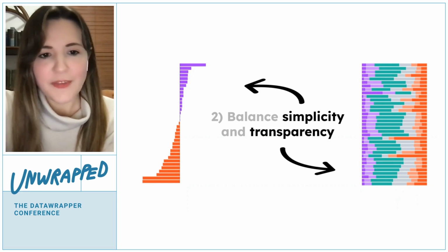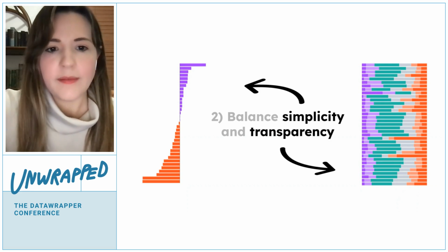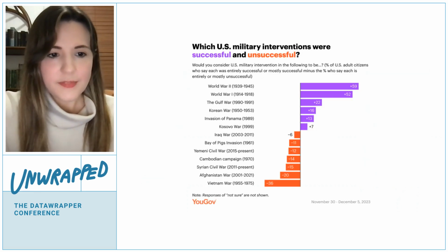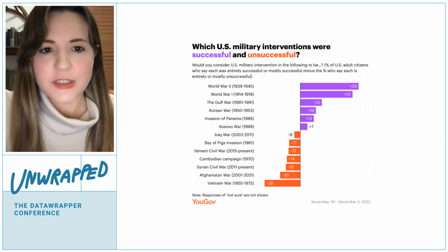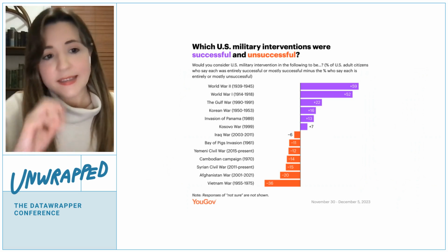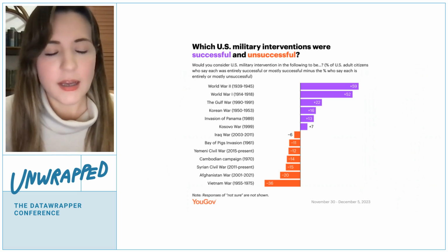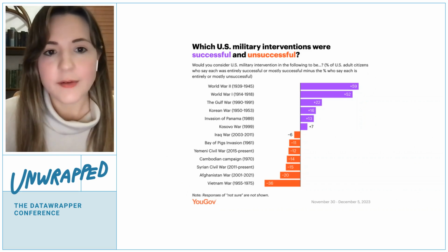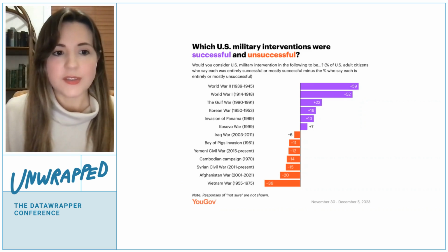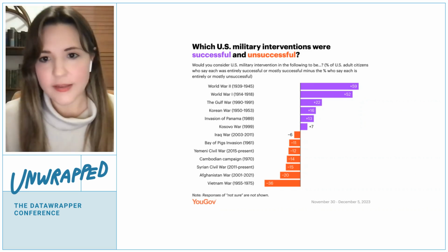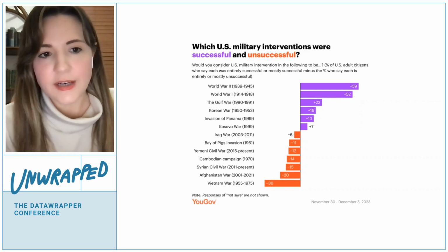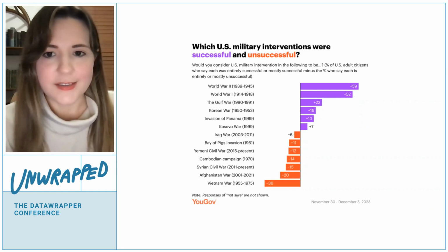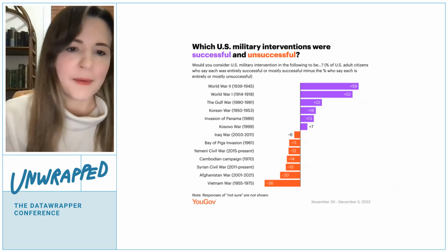I want you to keep in mind, though, there's really not one right or wrong way. There's just different considerations that you can take as you work through the process. So we're going to start with the most condensed version here. And this is looking at the net success of each military intervention that we asked about. That means the bars here represent the share of U.S. adults who say that each intervention was entirely or mostly successful, minus the share who say each was entirely or mostly unsuccessful. You'll see World War II at the top, Vietnam at the bottom.